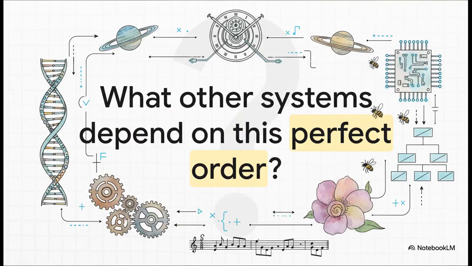So that kind of leaves us with one final thought. Now that you see just how crucial this perfect order is for software and engineering, where else is it hiding? What other complex systems, maybe in nature or another technology, depend completely on a precise, unchangeable sequence to function correctly? It's one of those patterns that, once you start looking for it, you see absolutely everywhere.